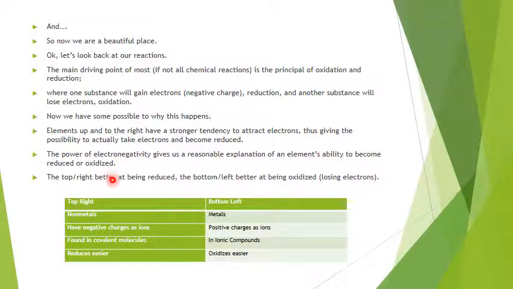The top right is better at being reduced. On the other hand, the bottom left is better at being oxidized. Let's take a look at this table and see the relationship between the top right and the bottom left.